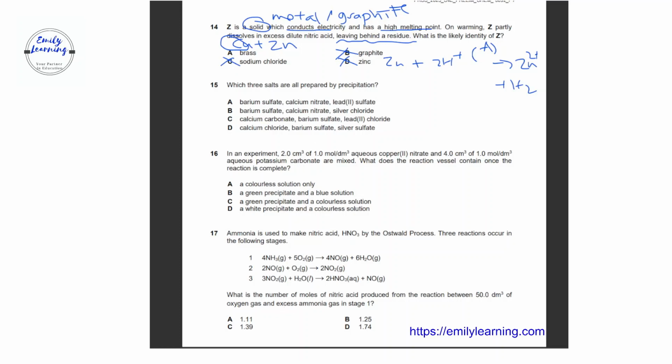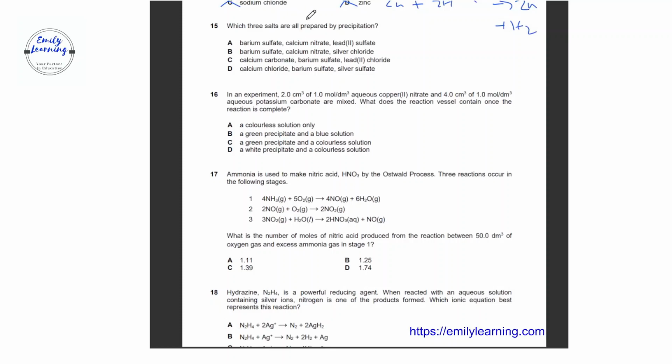Now move on to question 15. Which of these three salts are prepared by precipitation? In order for a salt to be prepared by precipitation, it must be an insoluble salt. So remember your solubility table for this chapter. Barium sulfate is insoluble. All nitrates are soluble, with no exceptions. So straight away we can eliminate options A and B because they contain nitrate. So I'm left with C and D. Calcium carbonate is insoluble. Barium sulfate is also insoluble. Lead(II) chloride is insoluble. So C is the answer.